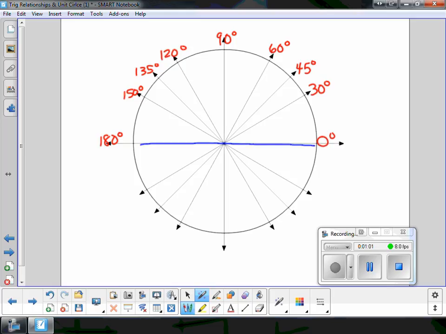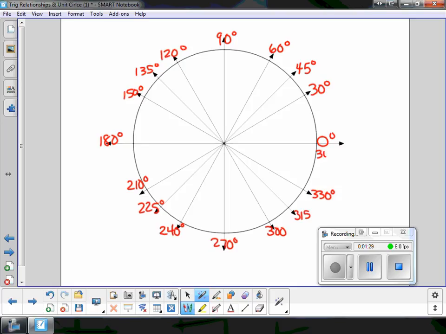Then you go down here to add 30 to get to 210. 15 more should get you to 225. And then 15 more should get you to 240. And by the time you add 30 more, you should be straight down to the south at 270. Everything needs to come together here in quadrant 4: 300, 315, 330, and adding 30 more should get you to 360, which is also in the same location as 0 degrees.